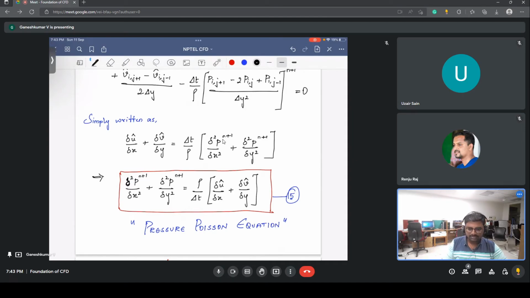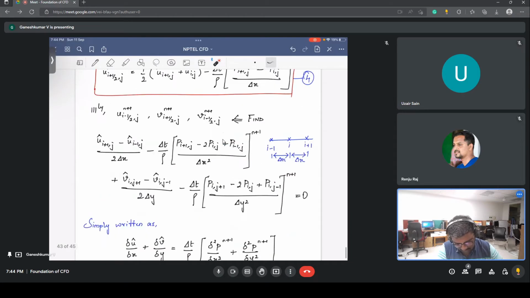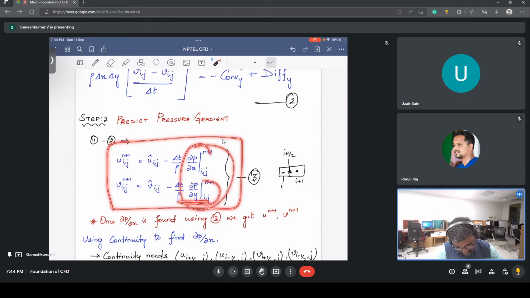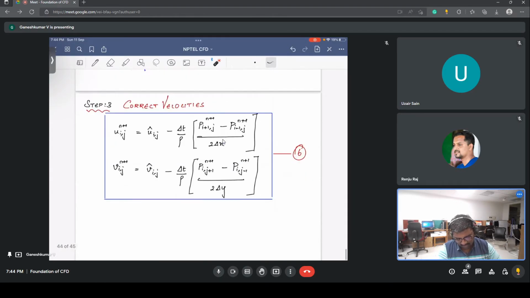So on the left hand side you don't know anything. The left hand side is unknown, the right hand side is known, so you can solve for the unknown pressure. Okay, you can solve this discretized equation for the pressure. So once you find the pressure, this is our step 2. In step 2, our main aim is to find the pressure. Once you find the pressure, you have this velocity field that we found at first. Once you find the pressure, I will put that pressure in the pressure gradient and I will find the corrected velocity. So that is our final step 3.